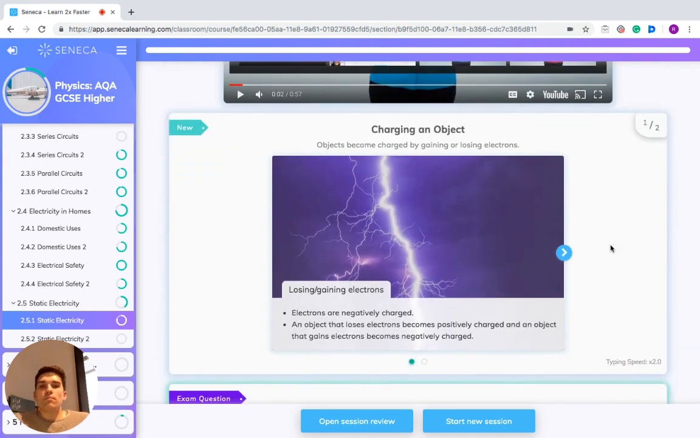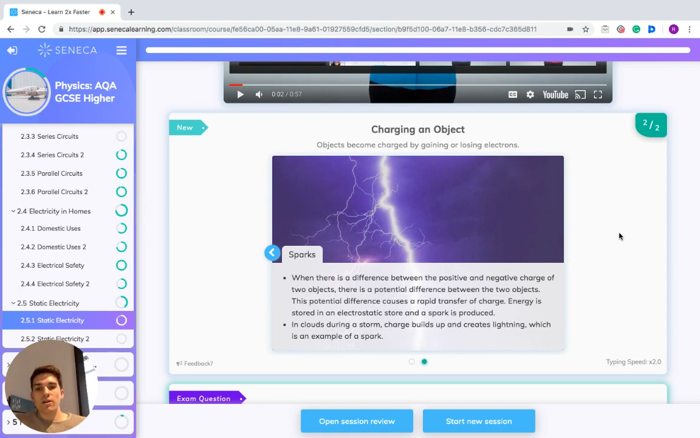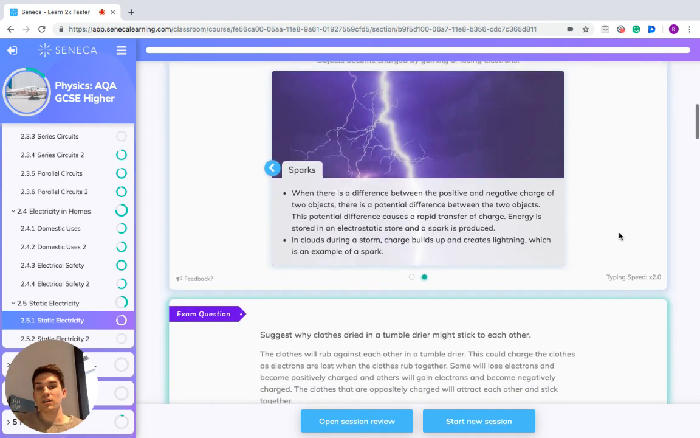Objects also become charged by gaining or losing electrons. Now, electrons are negatively charged, so an object that loses electrons will become positively charged. And if an object gains electrons, it will become negatively charged. When there is a difference between the positive and negative charge of two objects, there's a potential difference between the two objects. And this potential difference causes a rapid transfer of charge. Energy is stored in electrostatic stores, and a spark is produced. So in clouds during a storm, a charge builds up and creates lightning, and that's an example of a spark. It's just a very big one.